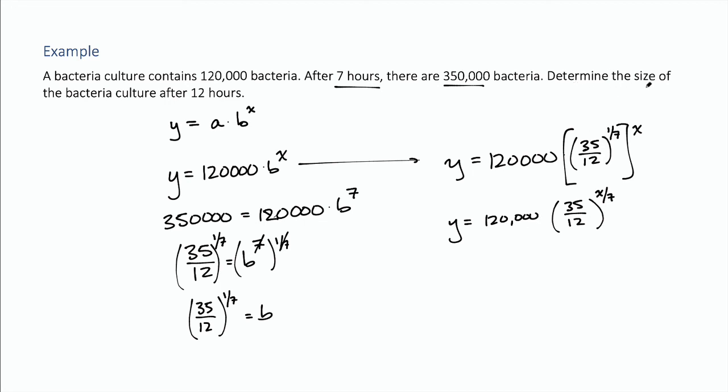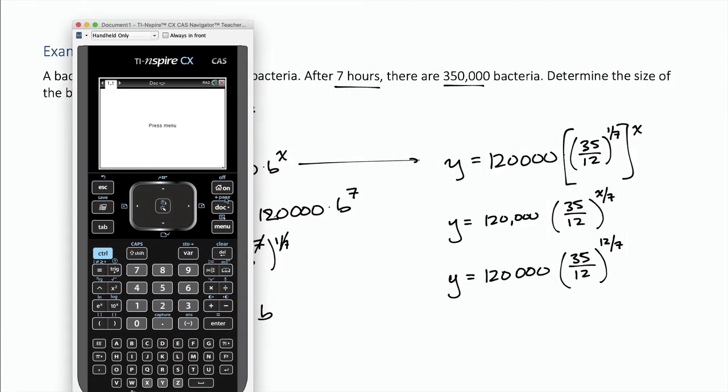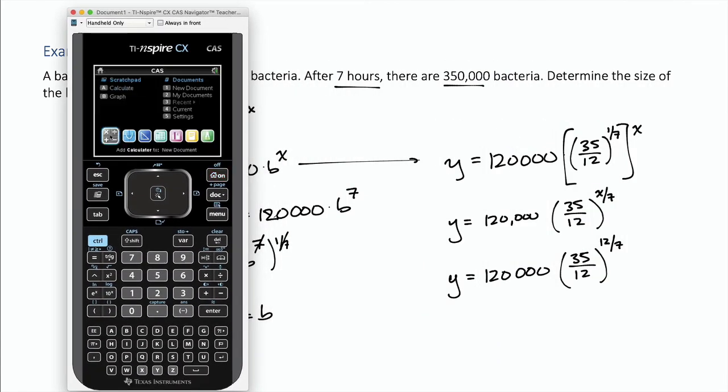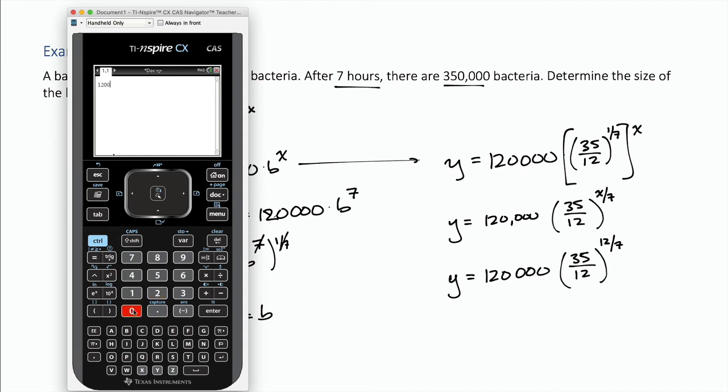Now that we have our model, we can determine the size of the bacteria culture after 12 hours. We're just plugging 12 in for x now. So y equals 120,000 times 35 over 12 to the 12/7. And now we're ready to plug this into a calculator to actually get a number. Let's go ahead and do that here. So we've got 120,000 times 35 over 12 raised to the 12 over 7.